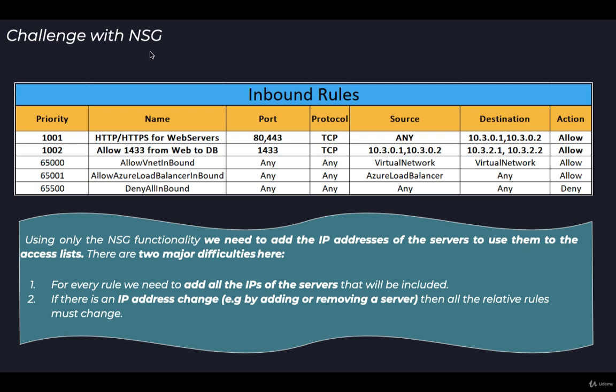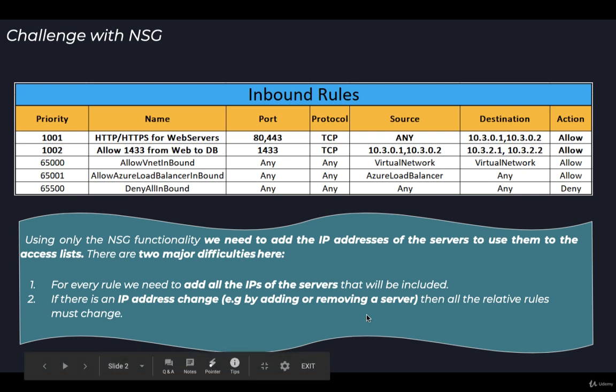But there is a challenge with this. Let's say there is a change in the IP address of this particular web server, from 10.3.0.1 to 10, or a change in the IP address of the other web server as well. In that case, if there is a change in a resource IP, you need to update all the rules. In a dynamic environment, it is a very difficult task to update all the rules concerning that resource. And if an address is added or removed, all the relative rules must also change.